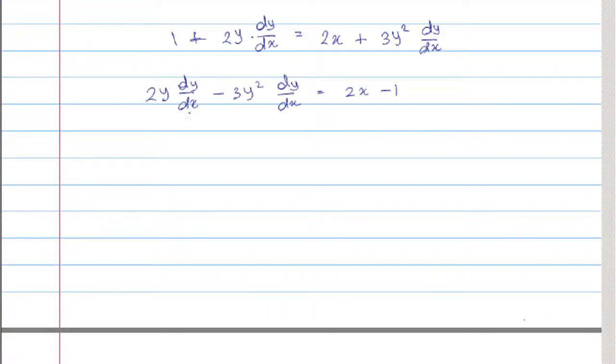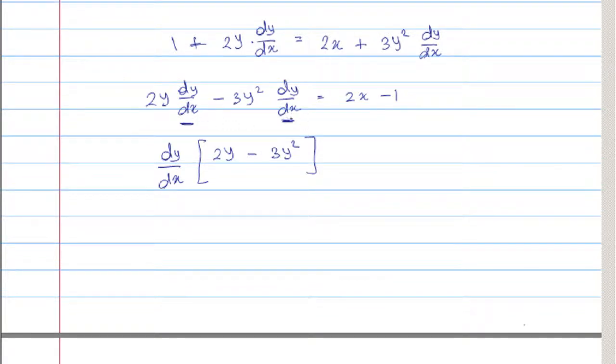And now dy over dx is a common factor, so I can take that common factor out. So I get dy over dx times 2y minus 3y squared, and that is equal to 2x minus 1. Then I can write dy over dx will be equal to 2x minus 1 divided by this term right here, which gives 2y minus 3y squared.